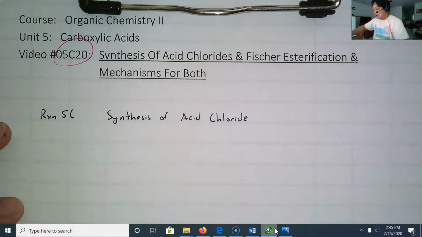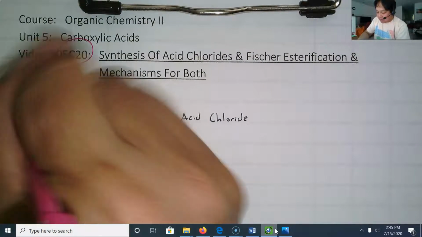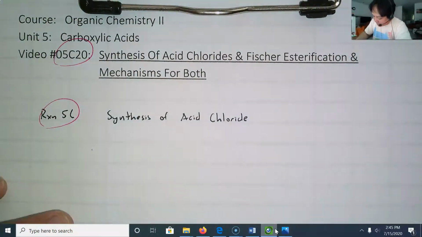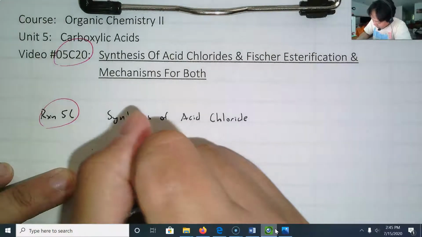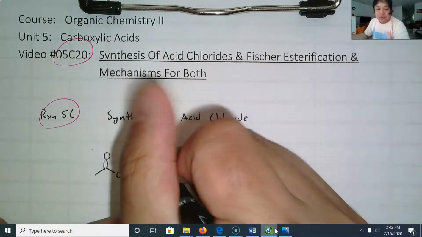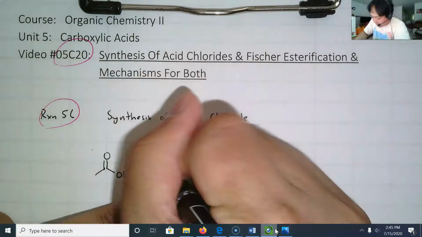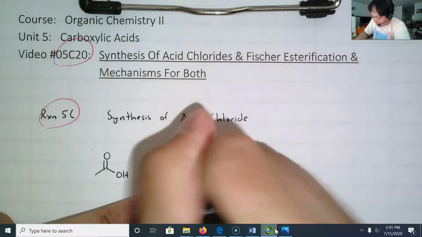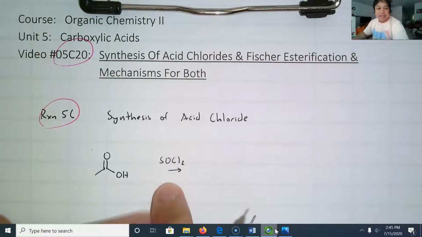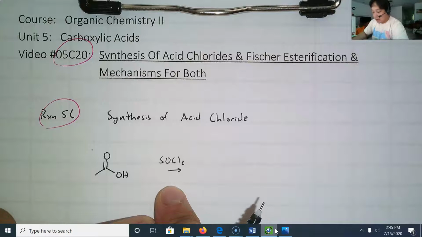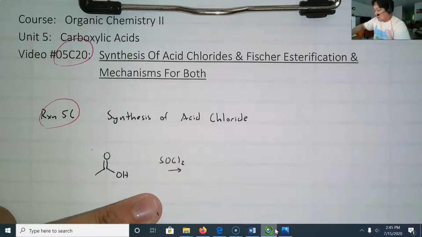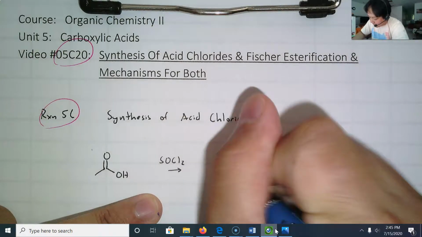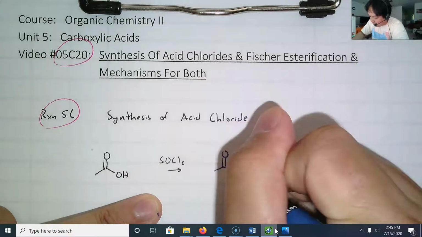To make an acid chloride, we're going to start with a carboxylic acid, and treat it with thionyl chloride, SOCl2. Sometimes you'll see base added, like pyridine, but I'll leave it out for now. An acid chloride is a carboxylic acid in which you replace the OH with a Cl.